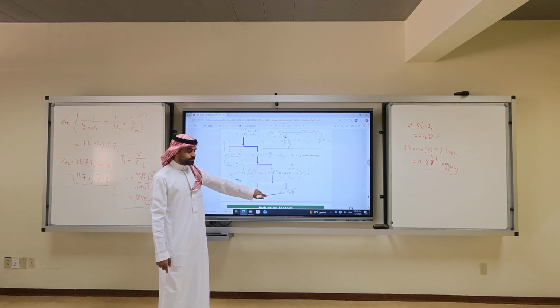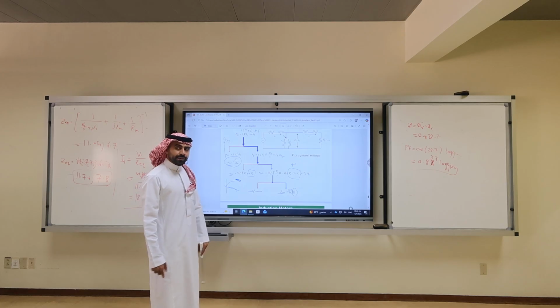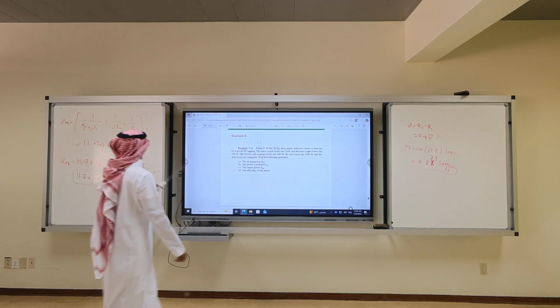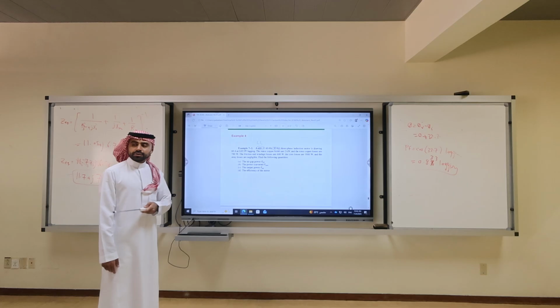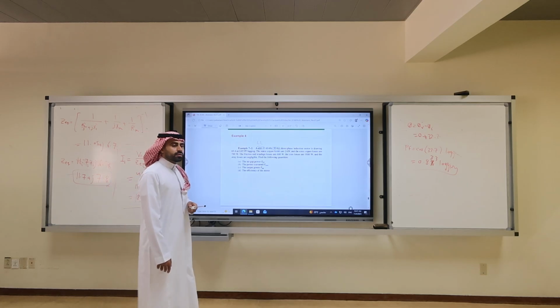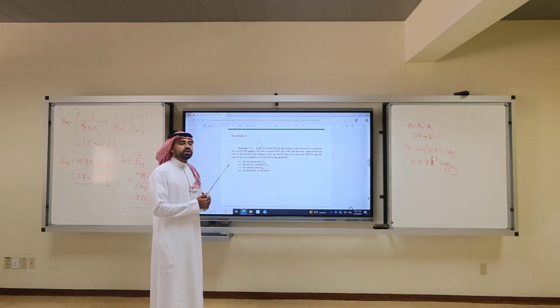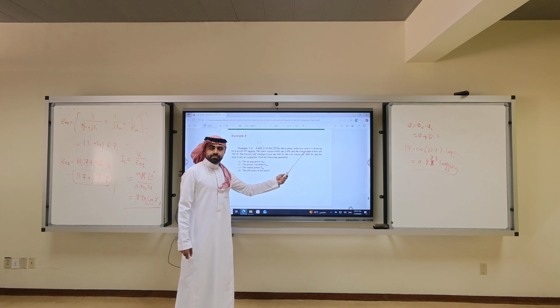Output power. So where is 50 horsepower in this figure? This one. How to convert it? Multiply by 746, and it will be in watts. If you multiply it by 0.746, it will be in kilowatts. 3-phase IM. What is IM? Induction motor.